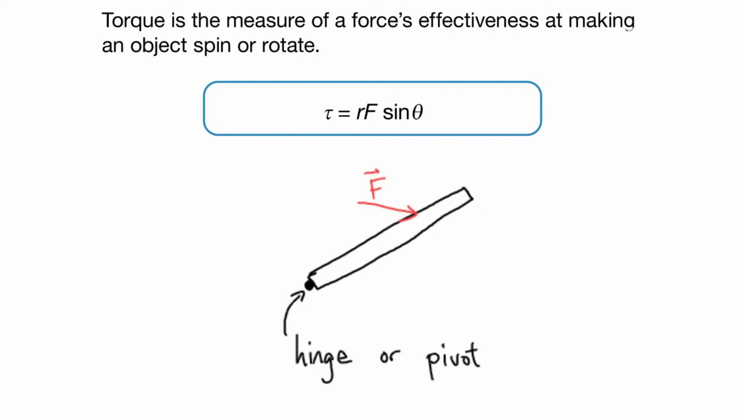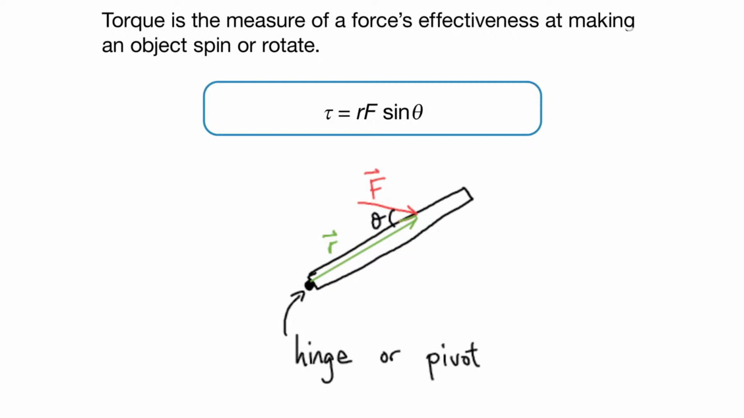The r vector whose magnitude we put in here, we construct by directly connecting that pivot to where the force of interest is being applied. So here's that r vector. It goes straight along here. And then that defines theta for us, this angle between r and F.